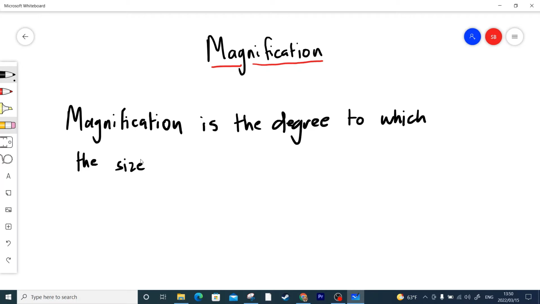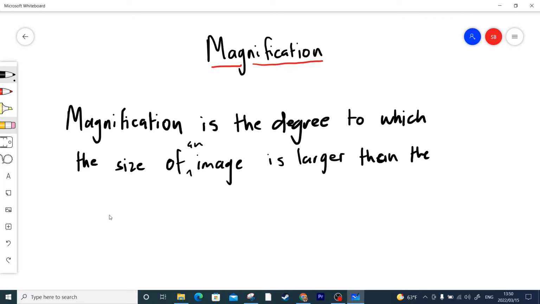That's what magnification is: the degree to which the size of an image, and I'm going to give you some examples, it's going to make so much sense in a couple of minutes, is larger than the image size, so then the actual thing is larger than the image size. That is the definition of magnification.